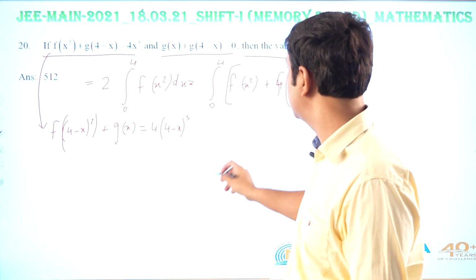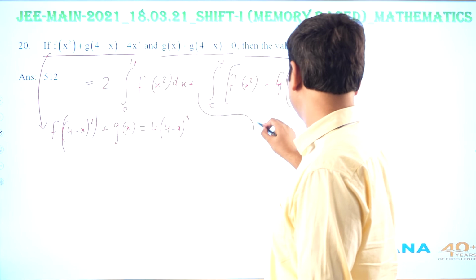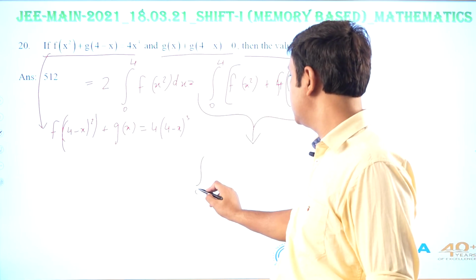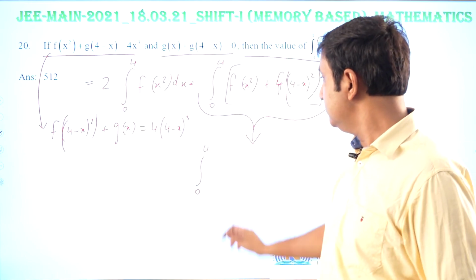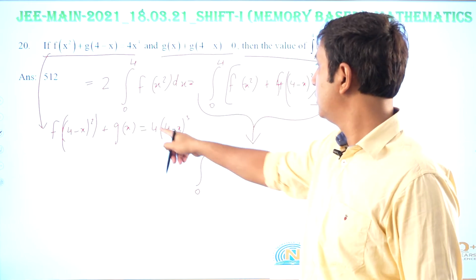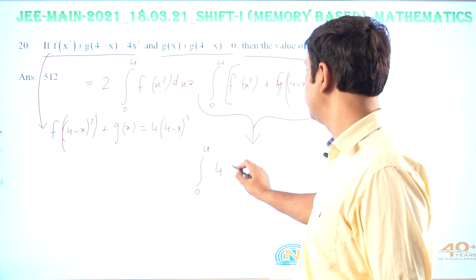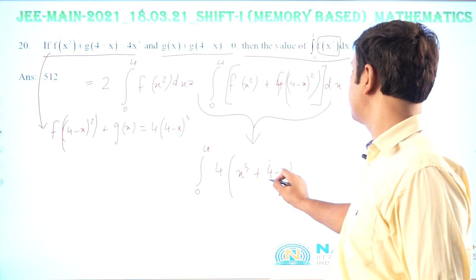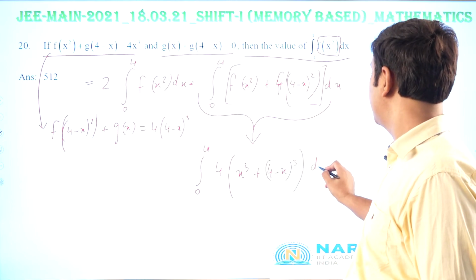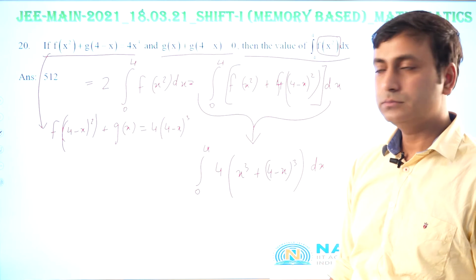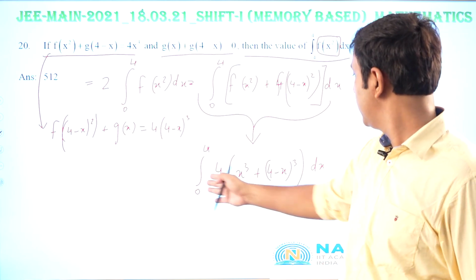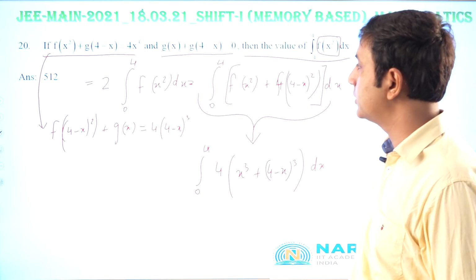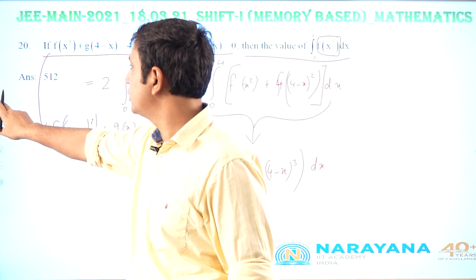We will substitute here, which means this integral is simply integration 0 to 4 of x cube plus (4 minus x) whole cube dx. We can very easily find that. It is only integration of a polynomial. We will find that. We will mark the answer corresponding to that. Moving on to the next question.